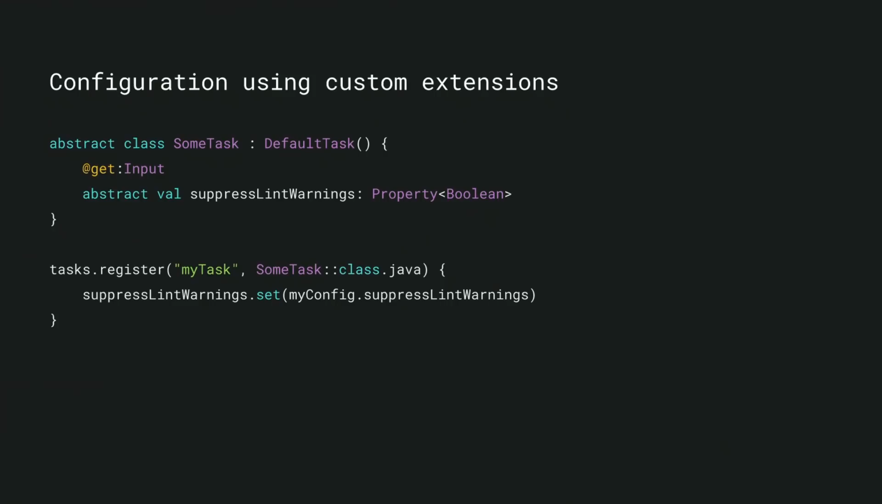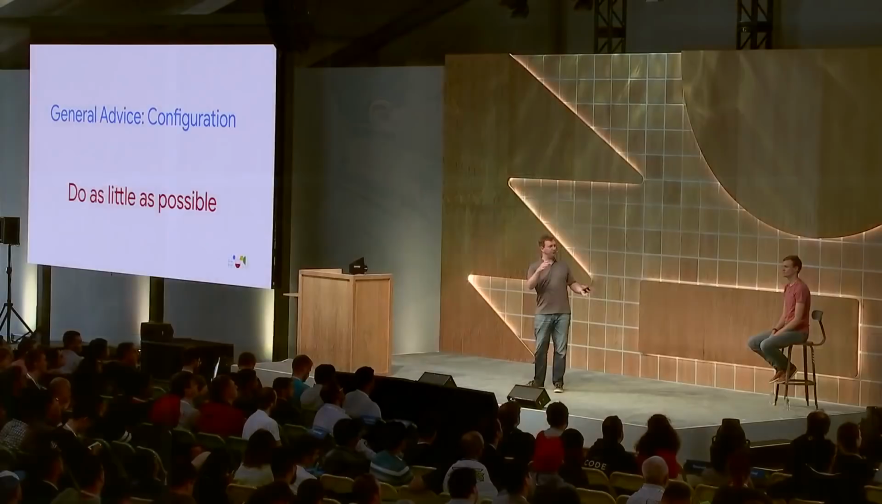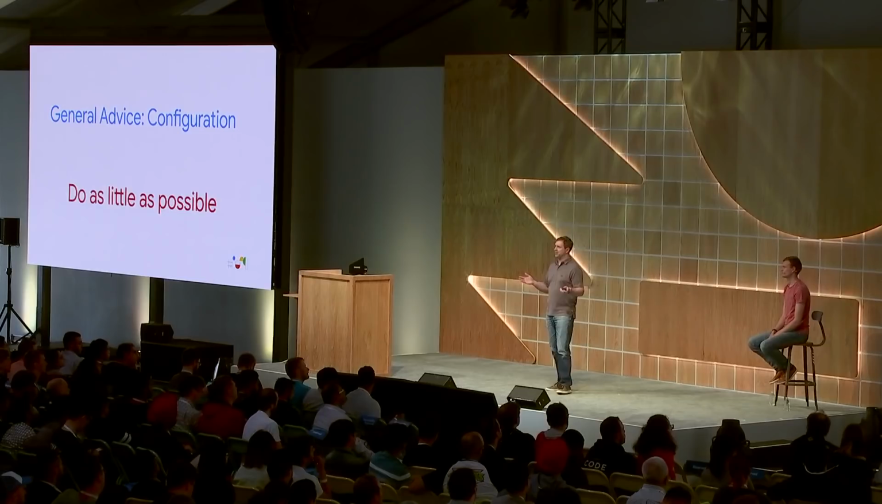OK, let's look at other tips to really configure your project in the most efficient way possible. So when we talk about configuration, the first advice that I have is really do as little as possible. I see a lot of people who do a lot of things in their build. They have 150 lines in their build.gradle, and they do crazy things in there. And this is a cost you're going to pay, right? Every time you call into Gradle, whether you're syncing, doing a build, querying for the list of tasks, you're going to pay that cost. So it's important that you do as little as possible.